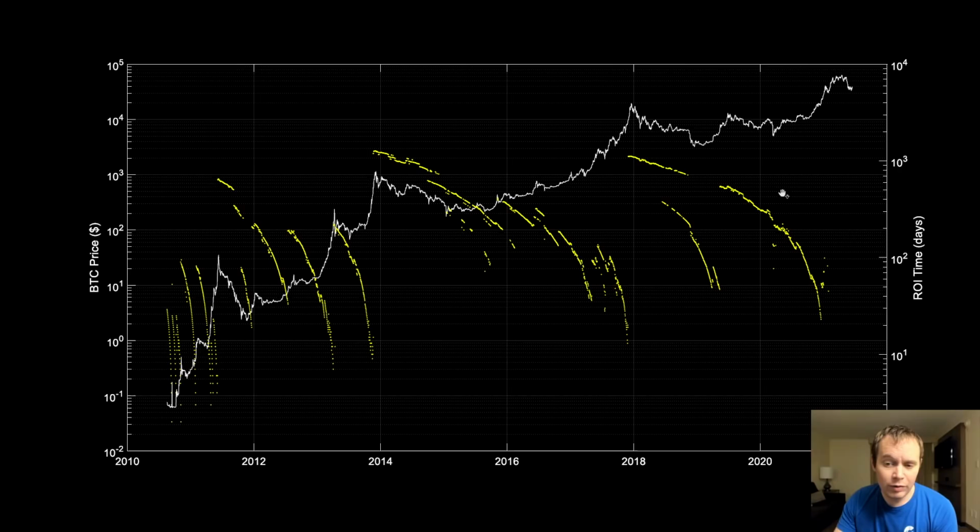But what it does show is that, again, over time, these ROI bands are starting to flatten out, and they're not quite as steep as they were once upon a time.